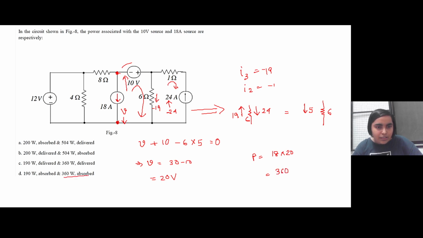So is the 360 absorbed or delivered? This is the positive side, this is the negative side. So current is going in through the positive side. So it is absorbing power. So option D is the correct option.